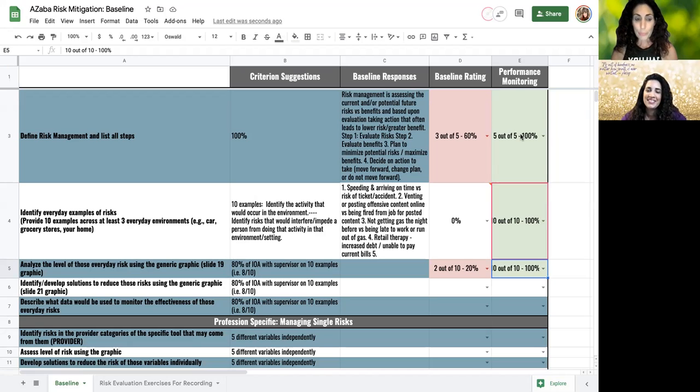So you're at 100%. And then recently, your baseline for establishing those risks using that graphic, you initially were at like 20%. And then you recently got past that threshold and were able to do 100%. So you're reaching IOA with me on all examples I pull up. And now today we're going to go into identifying and developing solutions to reduce those risks using that same graphic we've been working off of.